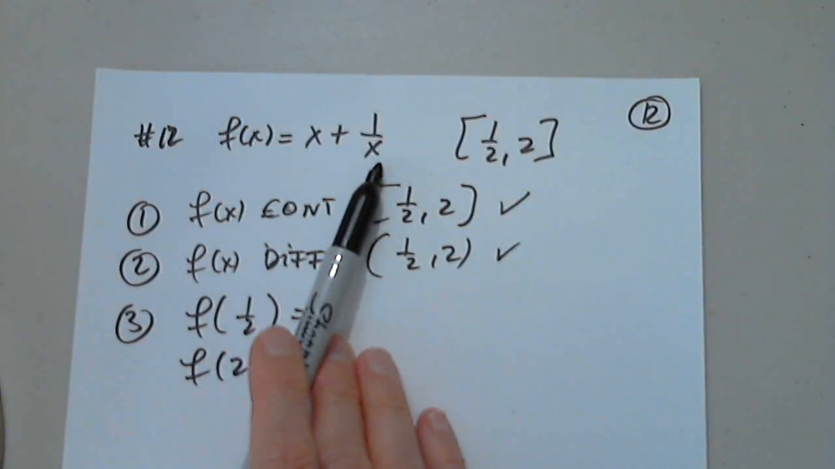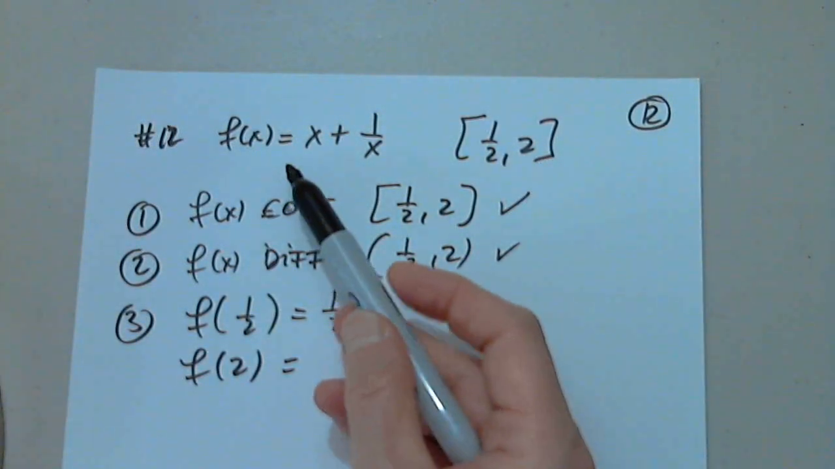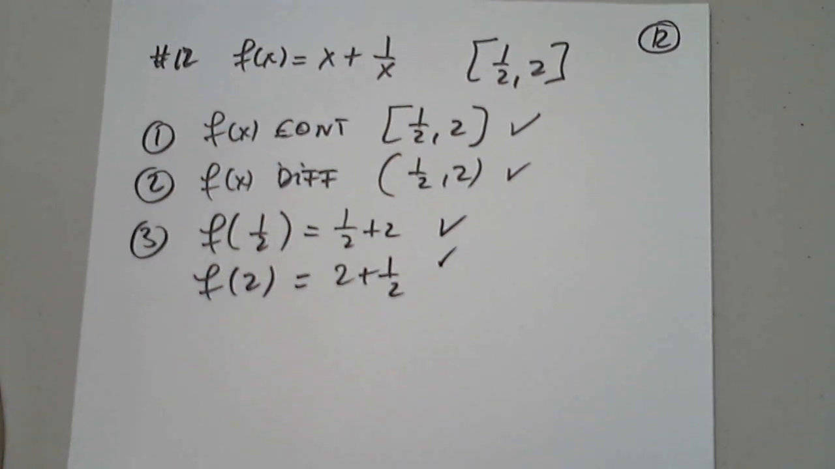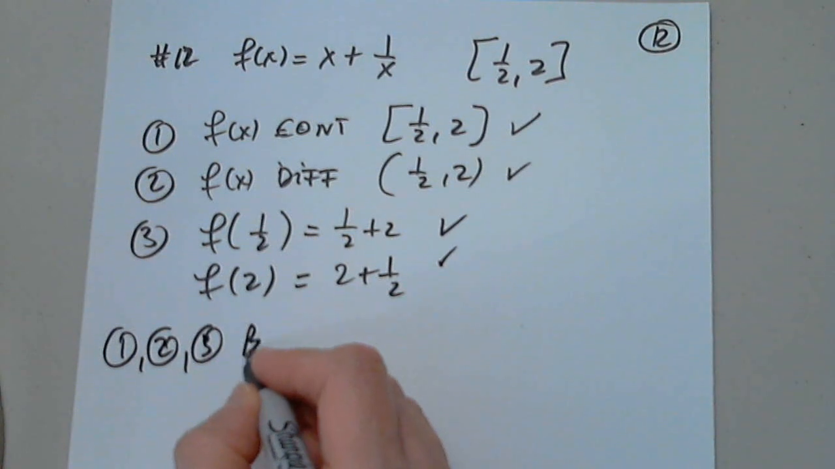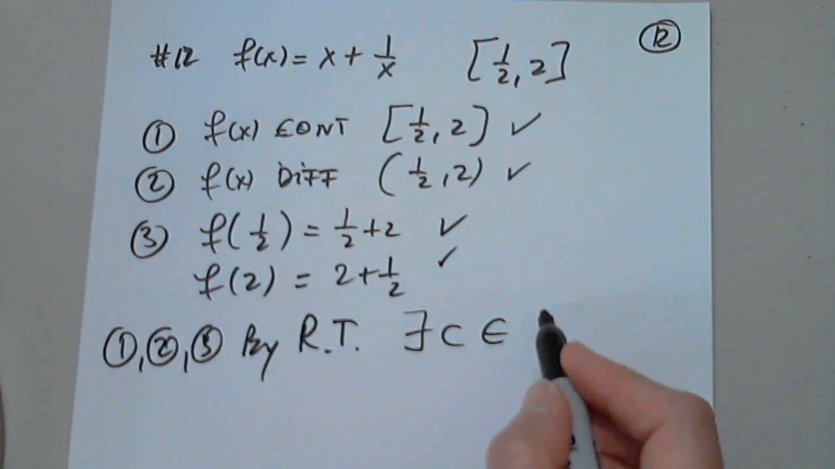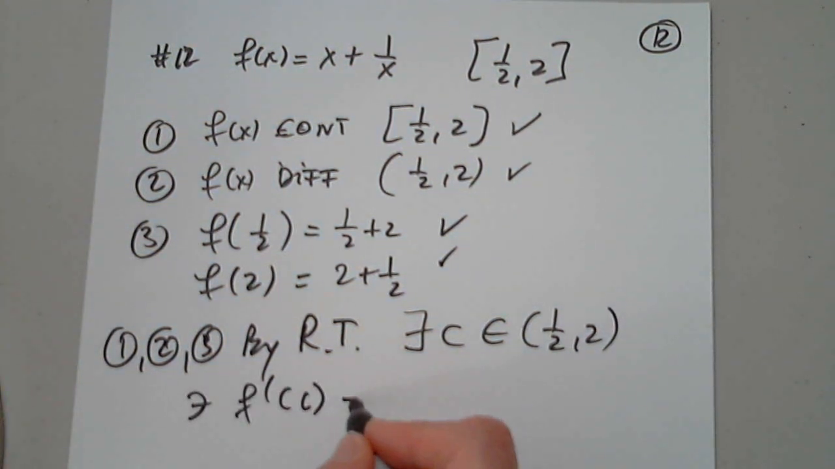The first one is 1/2 plus 2. The second one is 2 plus 1/2. They are equal to each other. So then I'll say from 1, 2, and 3, by Rolle's theorem, there exists a c in the open interval 1/2 comma 2, such that f prime of c is 0.